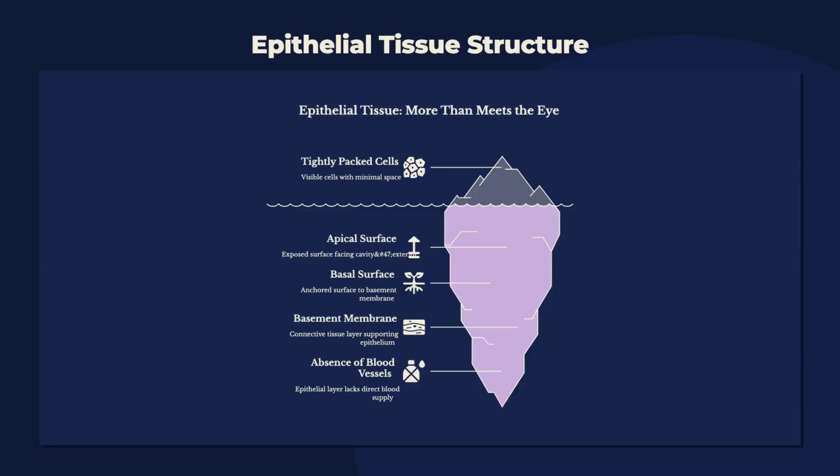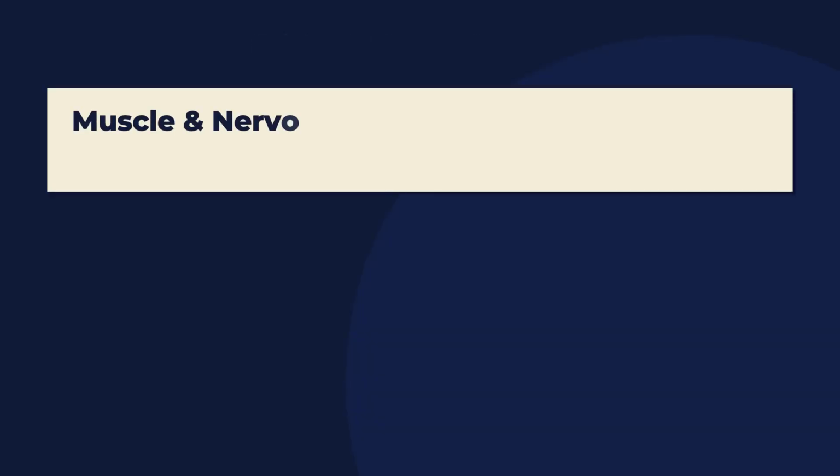Epithelial tissue always has one free apical surface exposed to the outside, or a cavity, and one basal surface anchored to connective tissue by a basement membrane. It's avascular, with no blood vessels of its own, and it's classified by layering as simple or stratified, and by cell shape as squamous, cuboidal, or columnar.